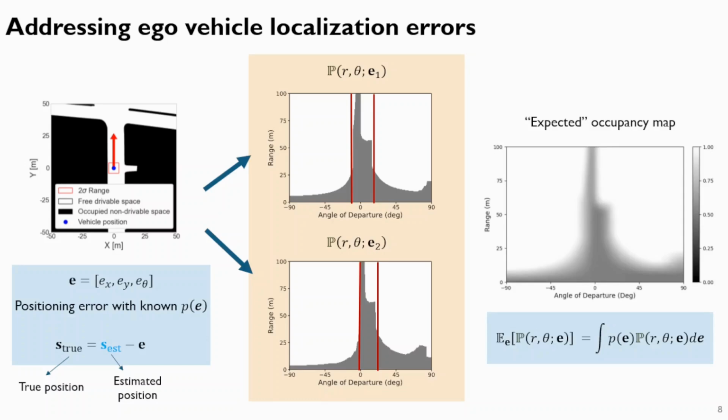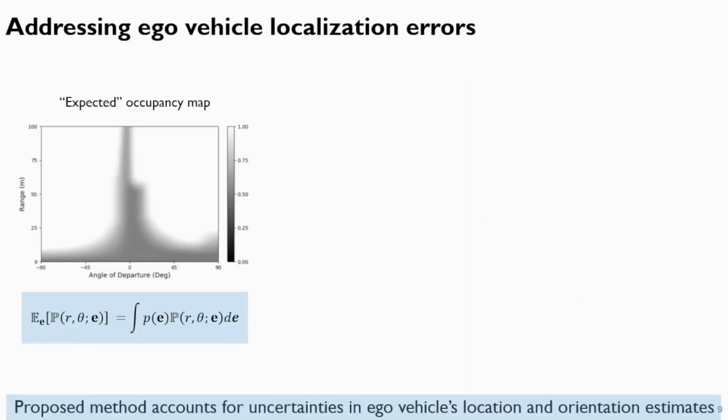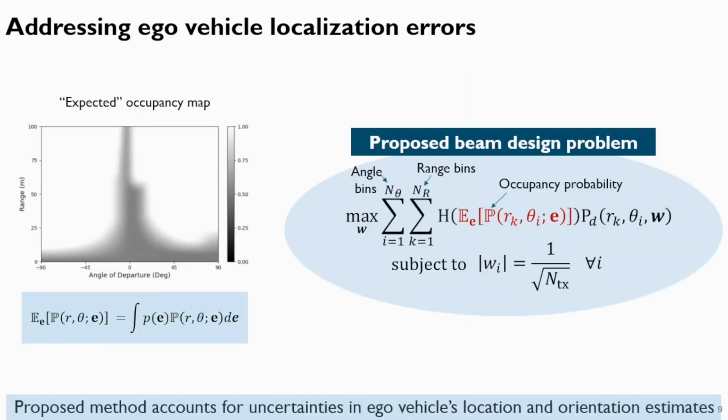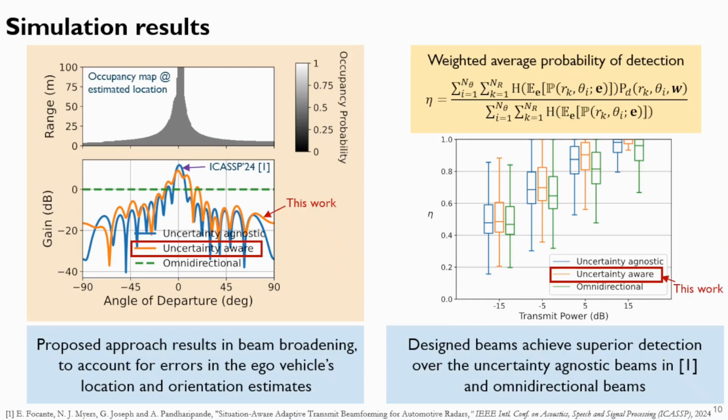And we call that an expected occupancy map, right? As you can see, the expected occupancy map is kind of a blurred out version of what we have for the first map. And we incorporate this expected occupancy map right into our optimization problem, okay? We say, let's design the beam considering an expected occupancy map and then take the entropy of that expected occupancy map, where the expectation is taken over all possible errors within the localization error ball, right? And then we solve this problem.